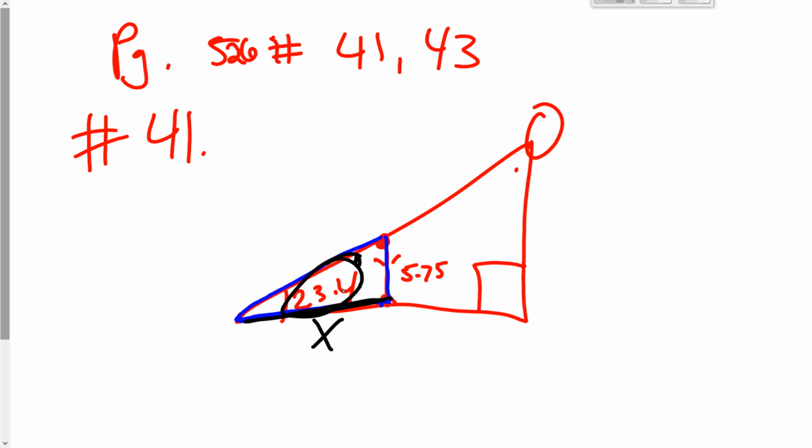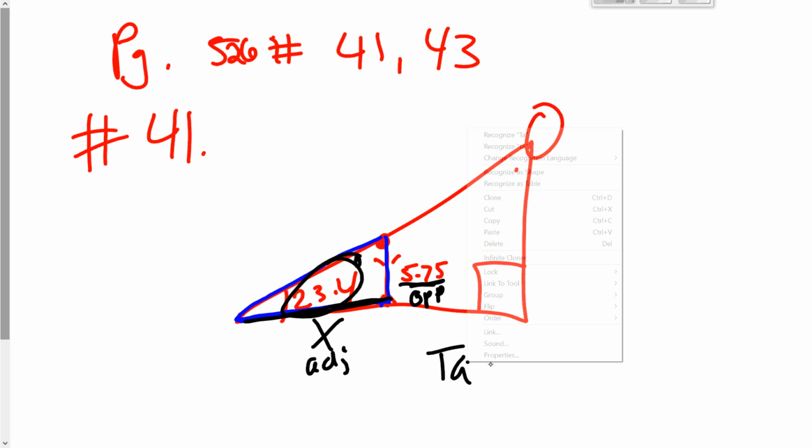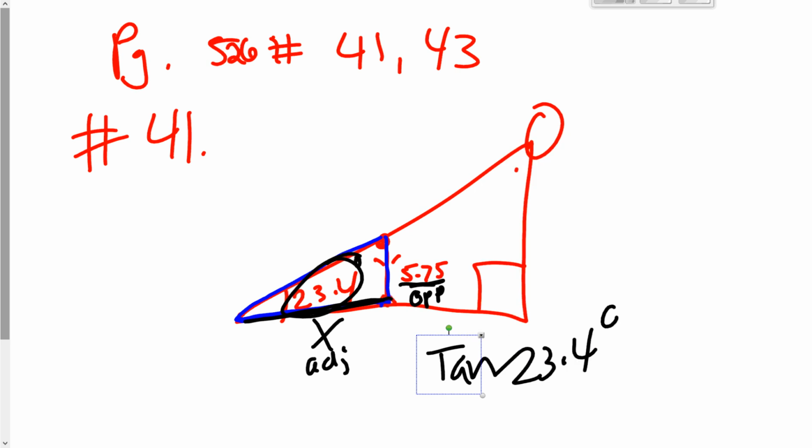So what is this in relationship to this side, the height of the person? Well, that is opposite. And what are we trying to find? Adjacent, right? Tangent. Most all of them are tangent. So tan of our angle, 23.4. Make sure that's in degrees. Make sure when you do degrees that your calculator's in degrees. If it's in radians, make sure it's in radians. And that is equal to opposite, which is 5.75, divided by our adjacent, which is X.